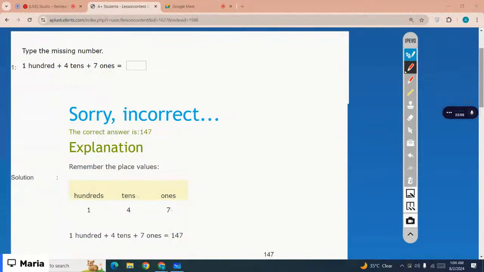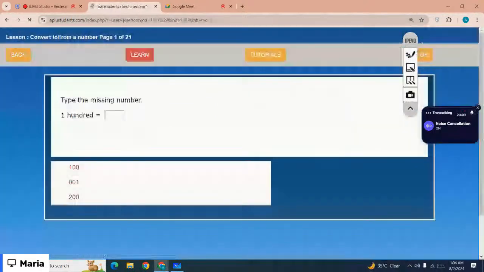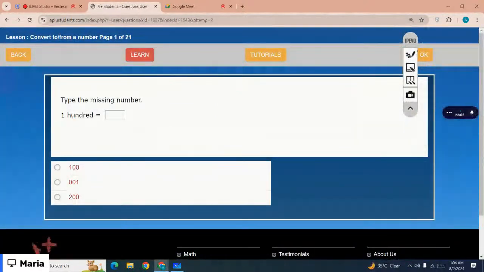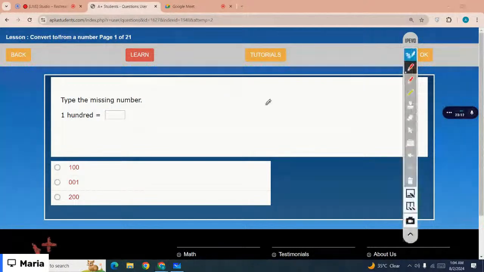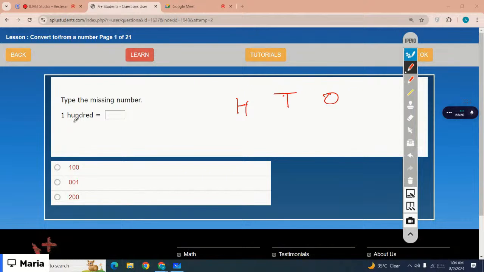Got it? Okay, let's start the test questions. Type the missing number 100. You have to write it down in the place value chart. The rightmost digit is the ones digit, then you have the tens and then the hundreds. You are given just 100, that means 1 is at the hundreds. What about the ones digit and tens digit? They are not given, right? So that means they are 0. 100 means 1, 0, 0, right?